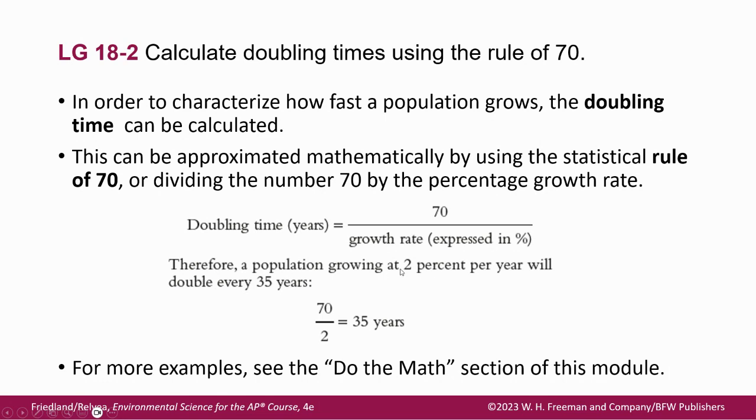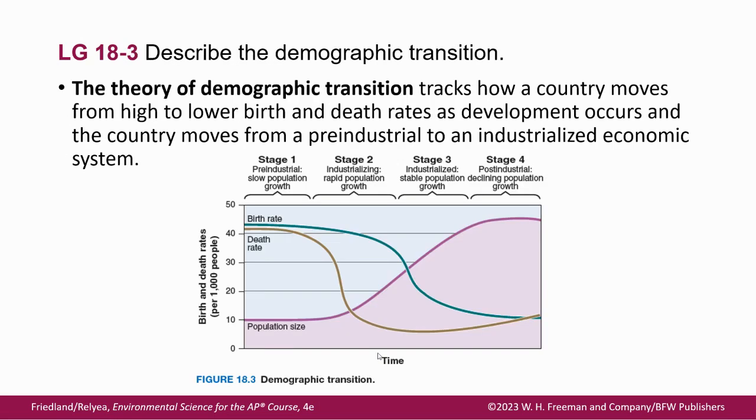So if the United States had a population growth of 2% a year, we would take 70 divided by the growth rate of 2%, and that means our population doubles every 35 years. We're going to go over this more in class on Monday and Tuesday. For examples, you can see the Do the Math section in your textbook, as well as we'll be doing that on Monday.